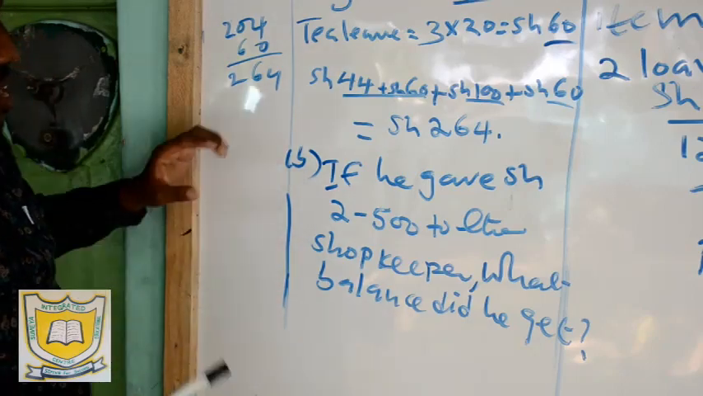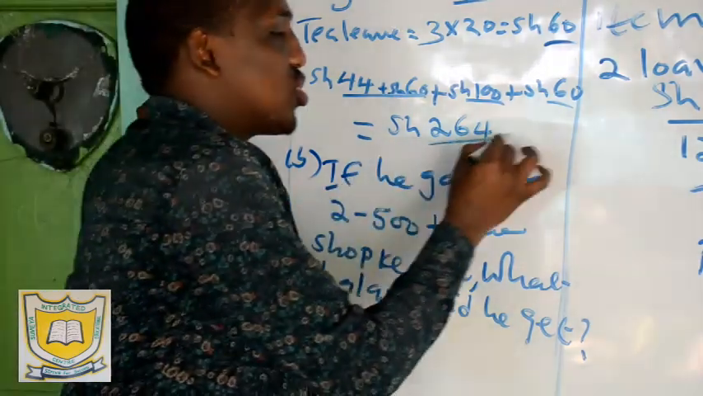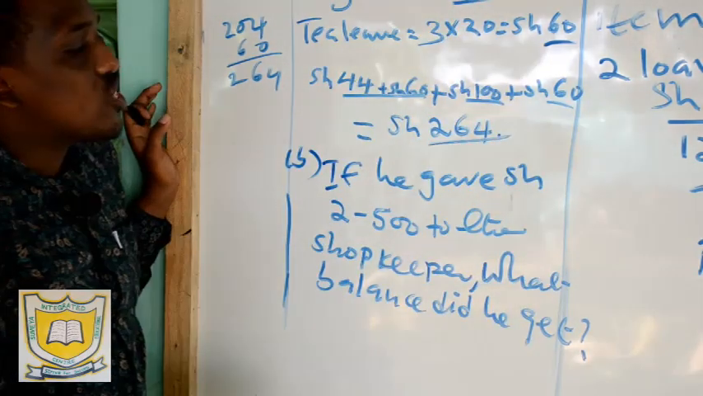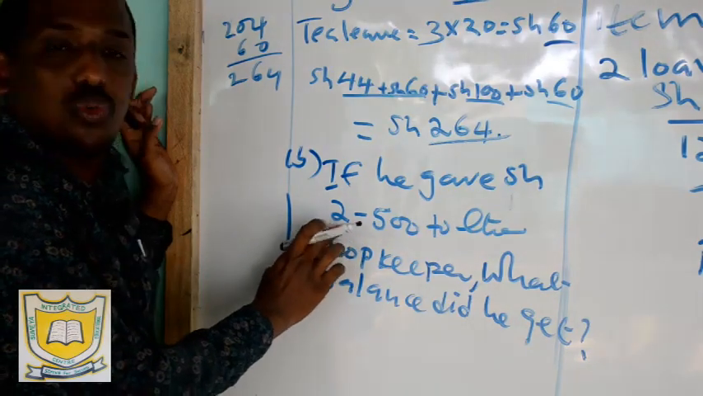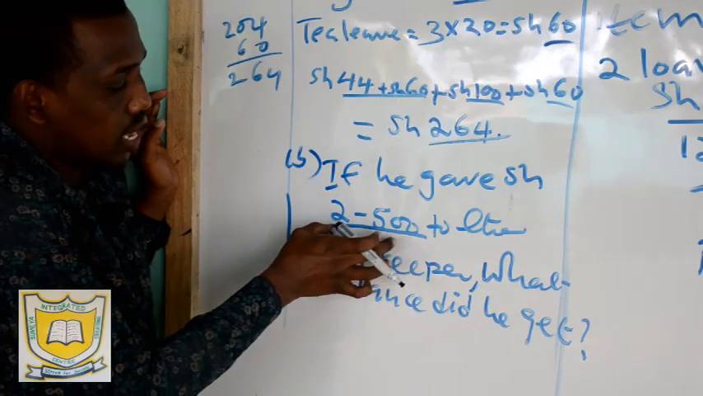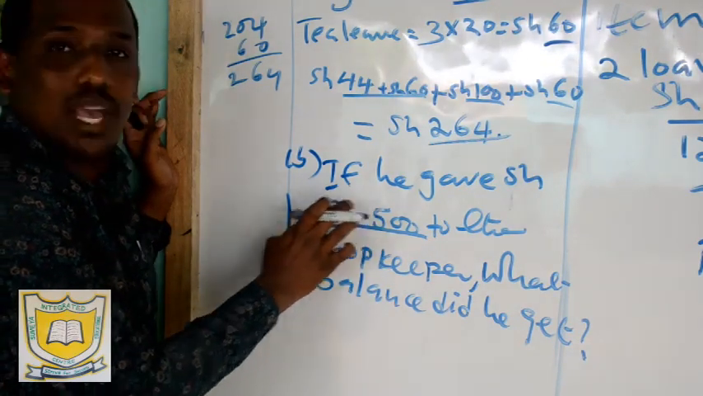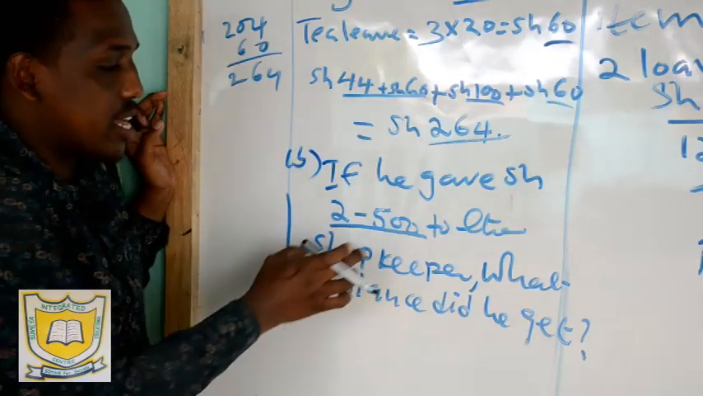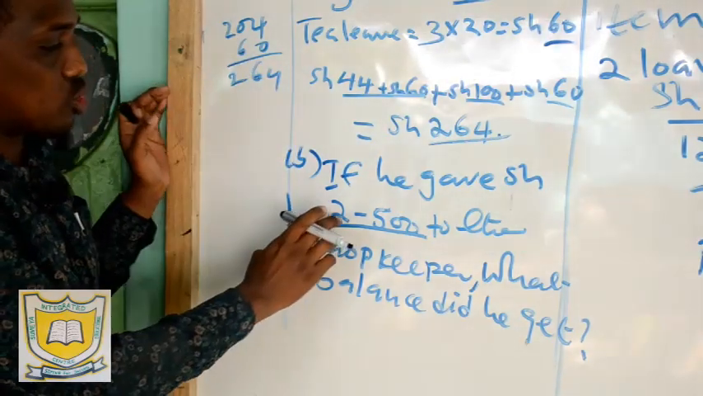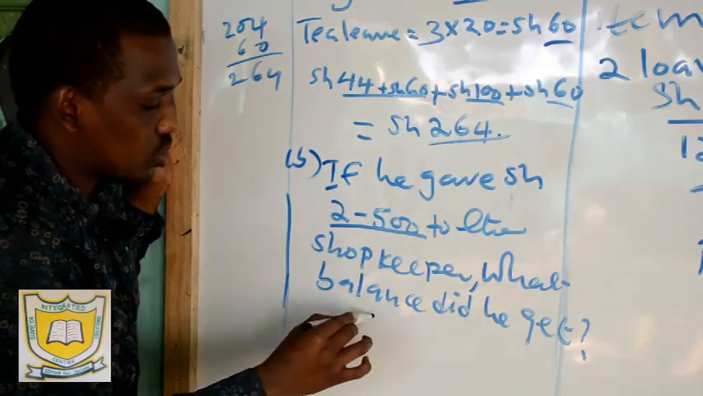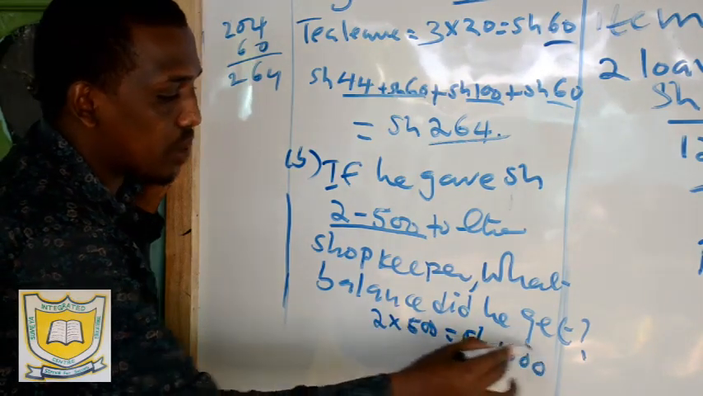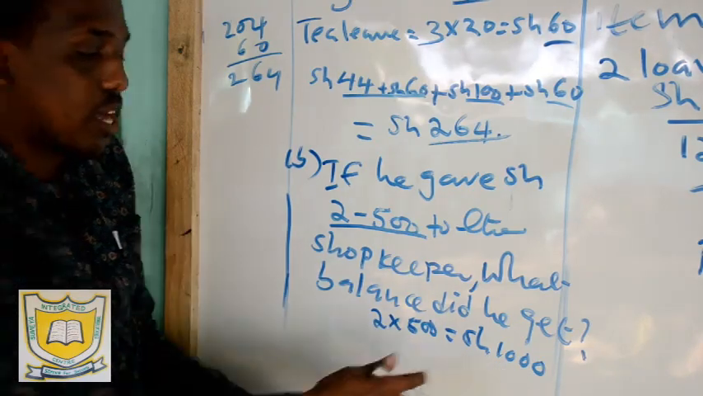So the bill was 264. He was told to bring this money after purchasing these items. So then he gave the shopkeeper now 2,500s. This is where the problem is, and examiners normally use this one. So shillings 2,500s means 2 times 500, that is 1,000. So he gave the shopkeeper shillings 1,000 now.